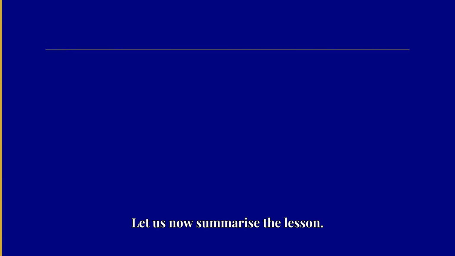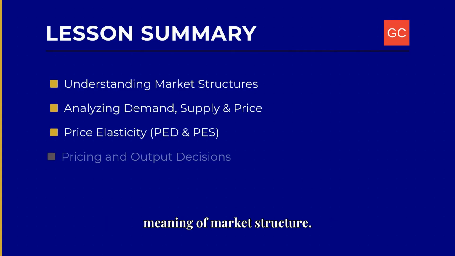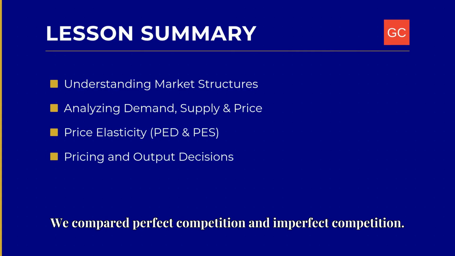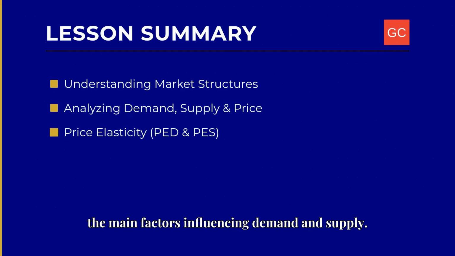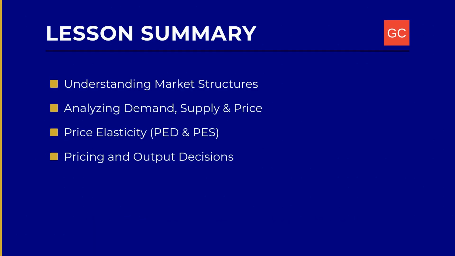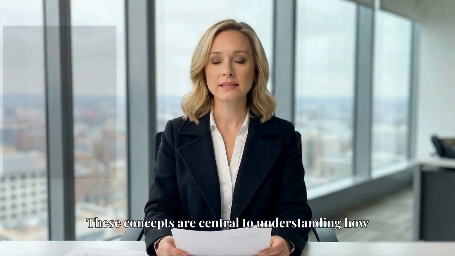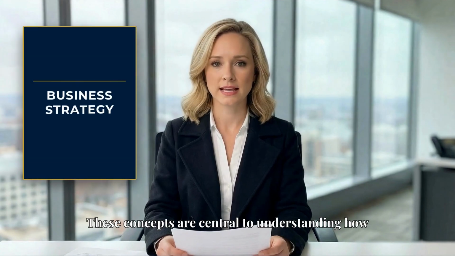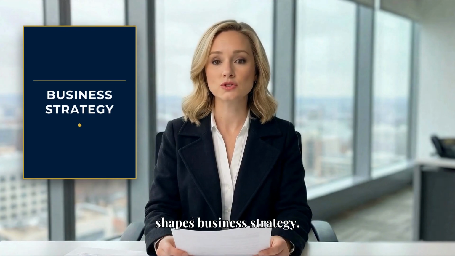Let us now summarize the lesson. We have examined business markets and the meaning of market structure. We compared perfect competition and imperfect competition. We explored demand, supply, and price, including the main factors influencing demand and supply. We also explained price elasticity and how businesses make pricing and output decisions. These concepts are central to understanding how firms behave in markets and how competition shapes business strategy.